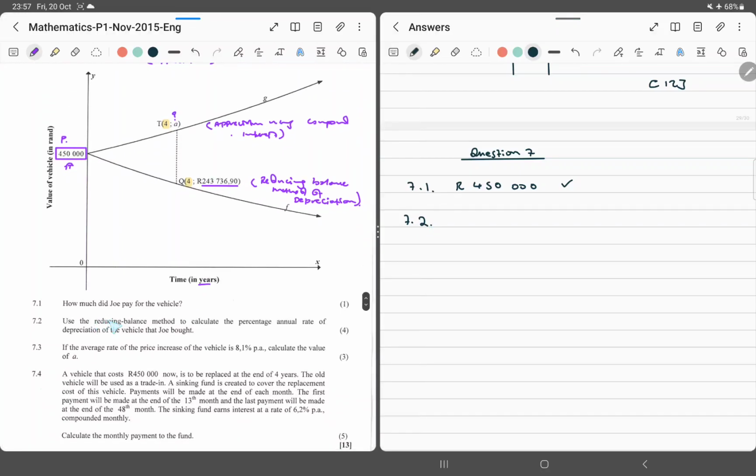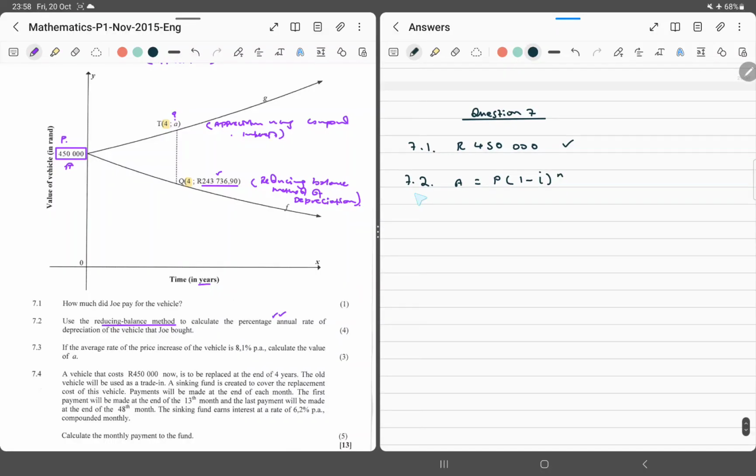7.2 says, use the reducing balance method. Can you see we already identified it, to calculate the percentage annual rate of depreciation of the vehicle that Joe bought. So this one depreciated to this amount. So we know that the formula is A equals P into 1 minus i to the exponent n. Still financial maths, but it's coming in a very strange way.